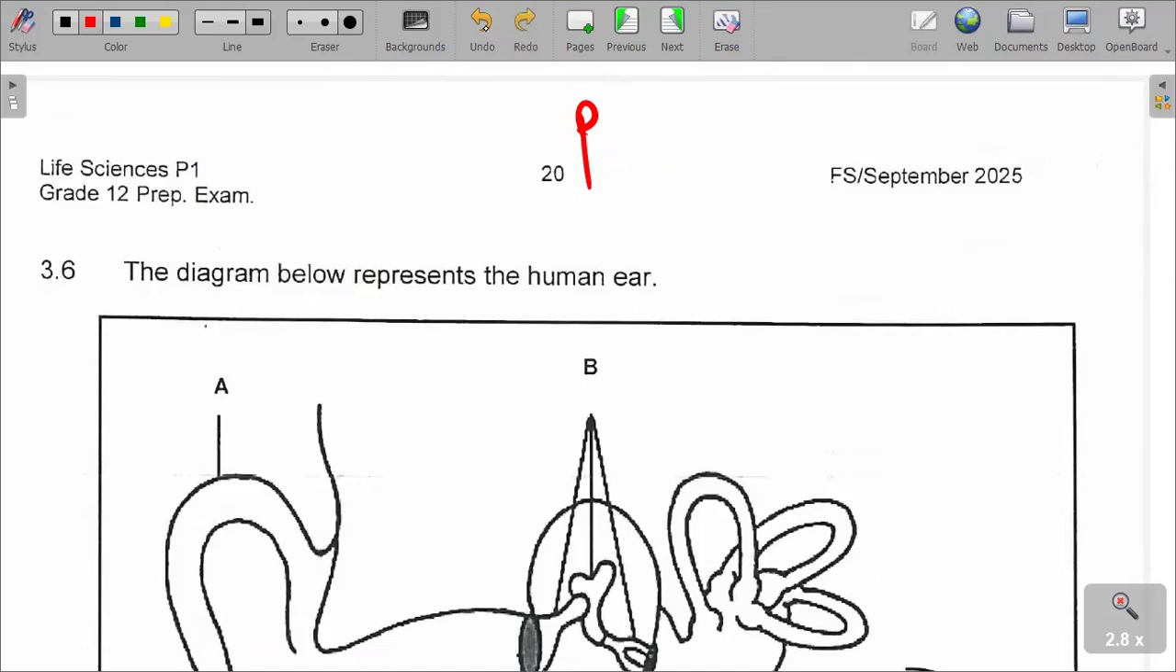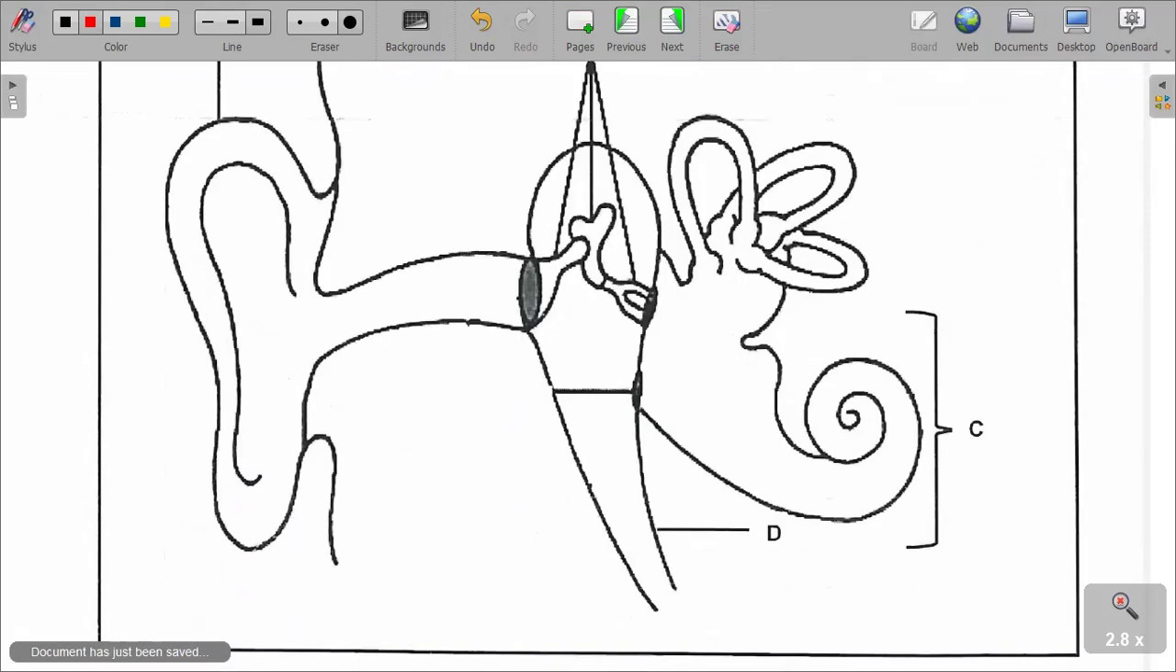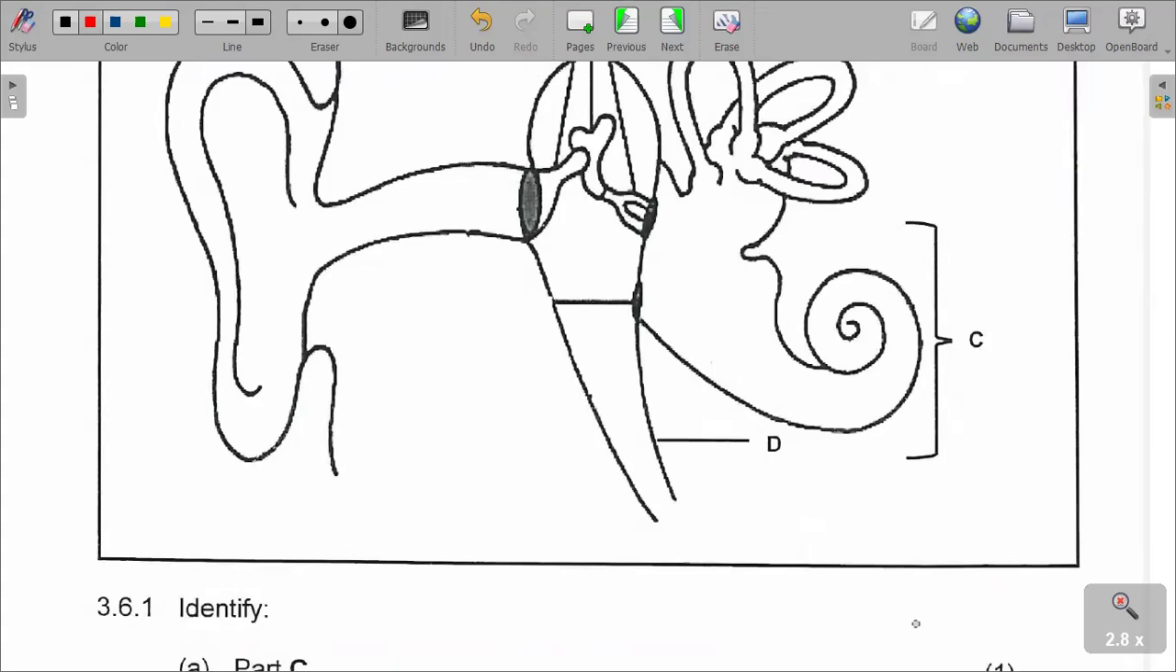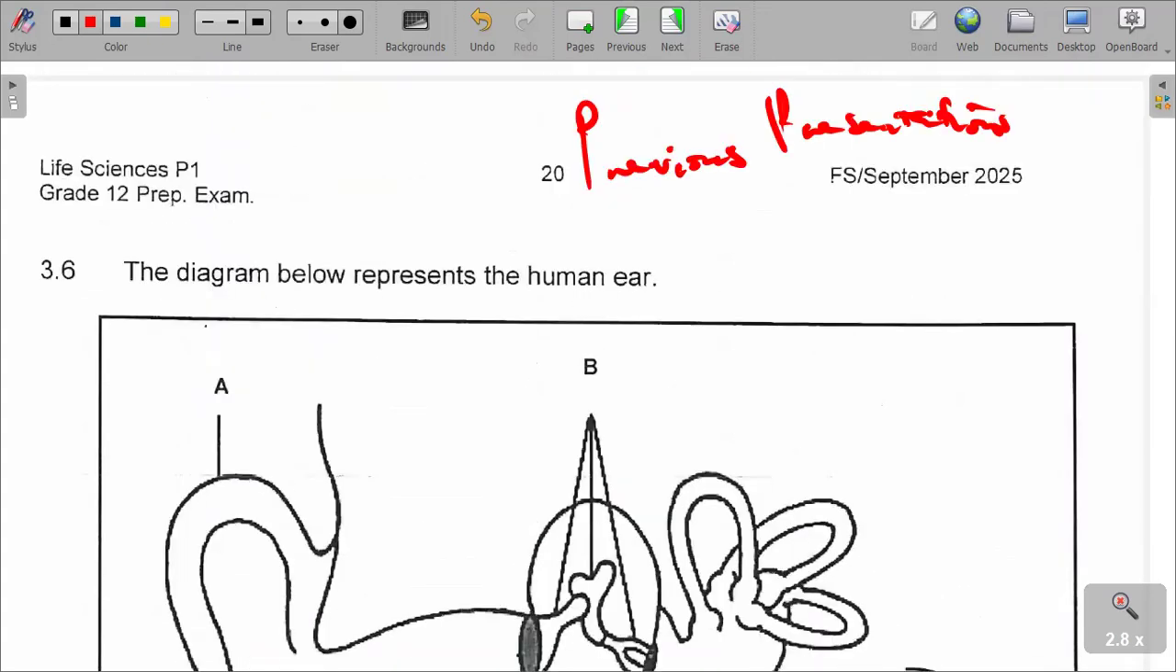I think the previous presentations answer that very well. So please check on that. The human ear has been answered in previous questions. It has been severally done.